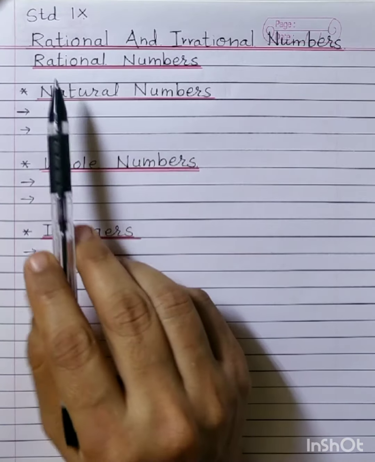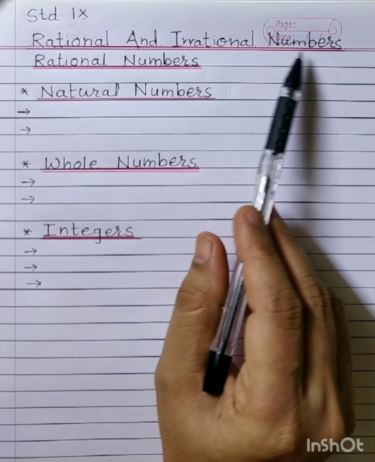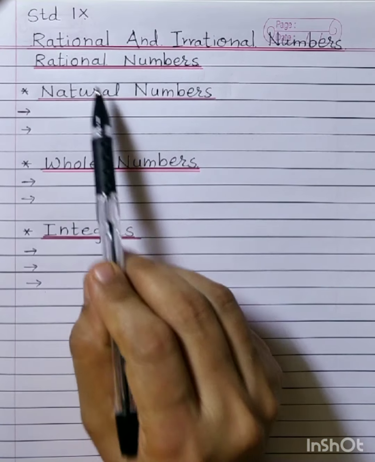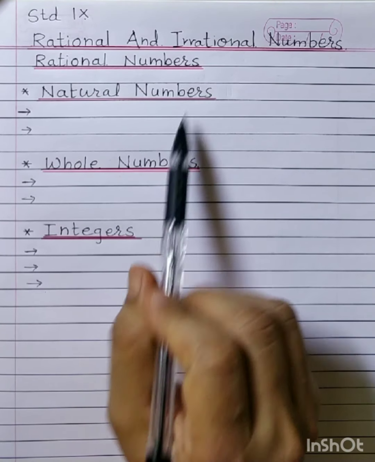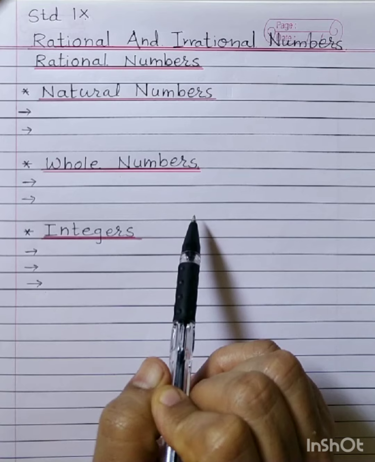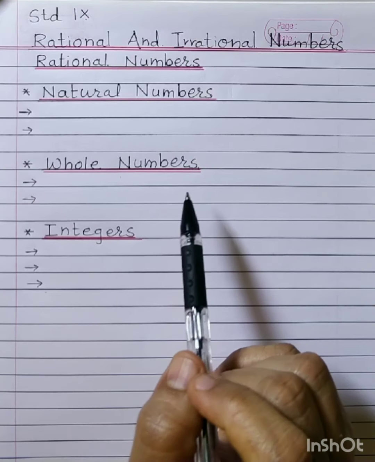For standard 9, the first lesson is rational and irrational numbers. You all have already studied about rational numbers in standard 8. We will have a quick revision. You should be very clear with this concept, that's important.